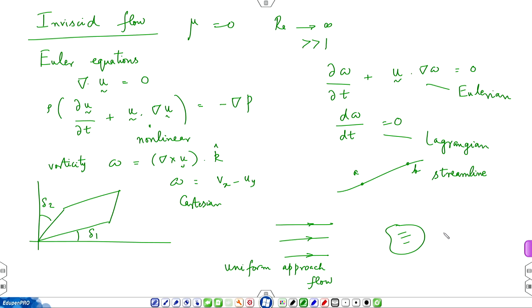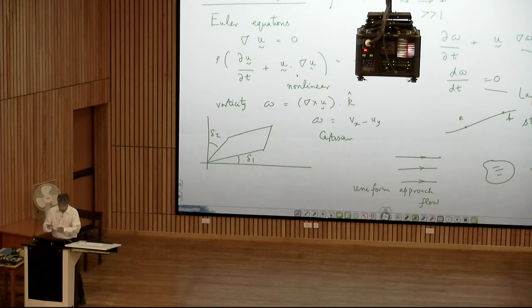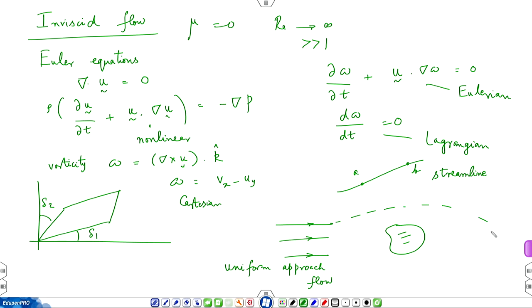An object is a site of disturbance. Flow goes around it. Because of the disturbance of the flow, the fluid accelerates and the object will experience forces. So, suppose you pick one streamline, say this streamline, then along this streamline d omega dt is 0, which means if I pick this point A here and point B here, I will have omega b equal to omega a as per the Lagrangian form of the vorticity equation.